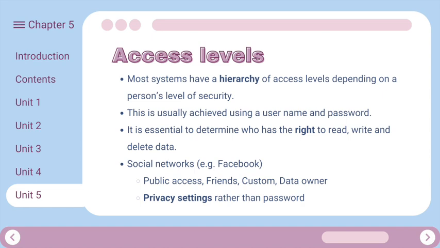Third is custom. This allows the user to further refine what data can be seen by friends, allowing them to exclude certain content from selected people. Fourth is data owner. This is data only the owner of the data can see. In this type of application, users are allowed to use privacy settings rather than passwords to decide the level of access.